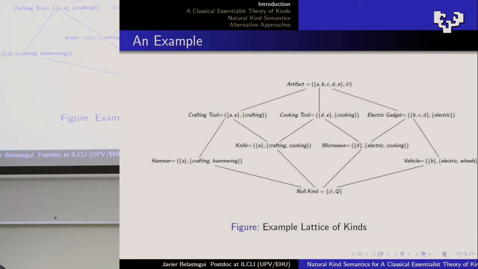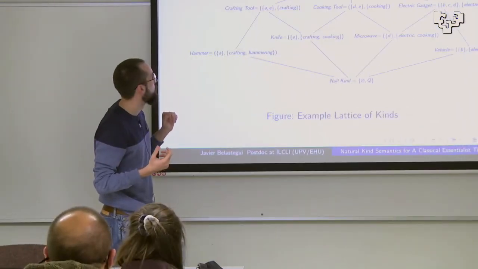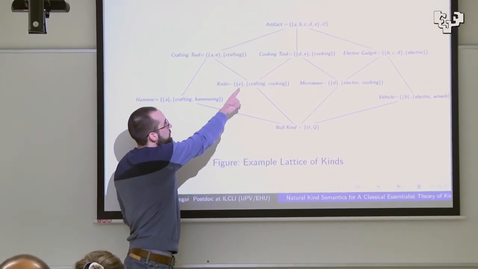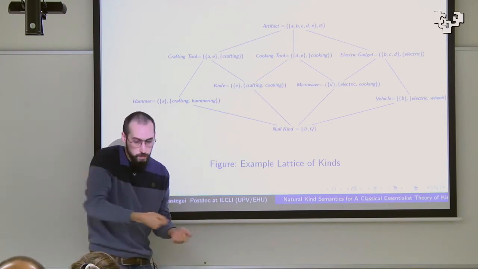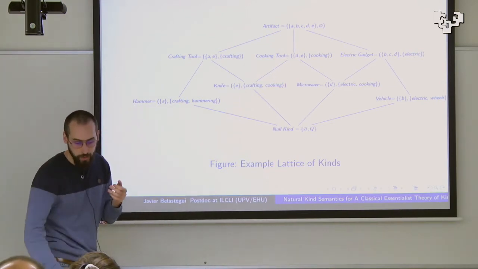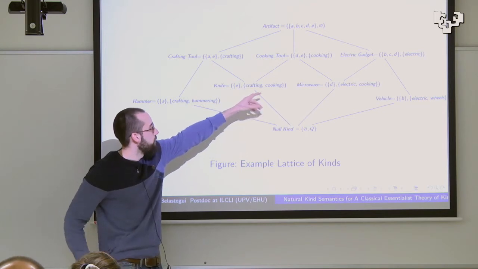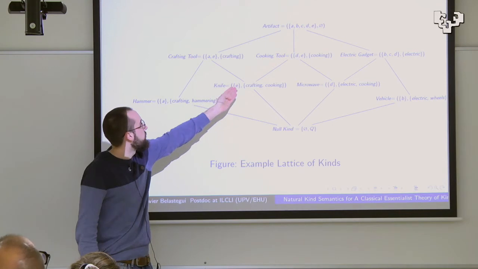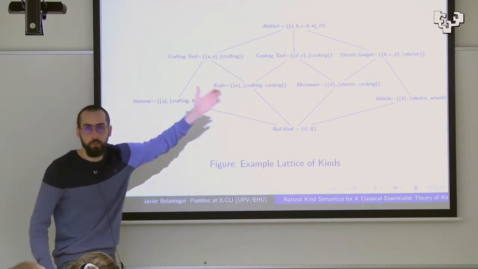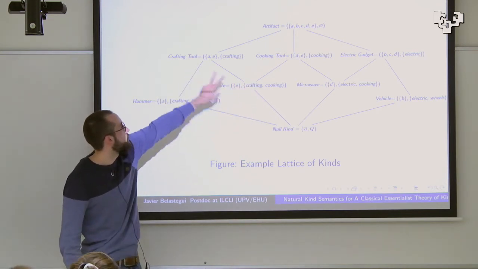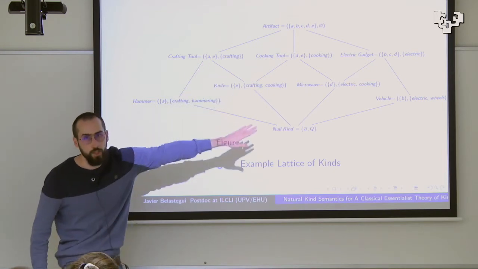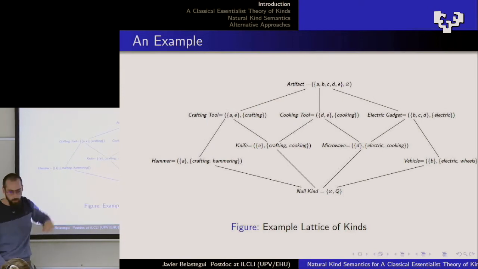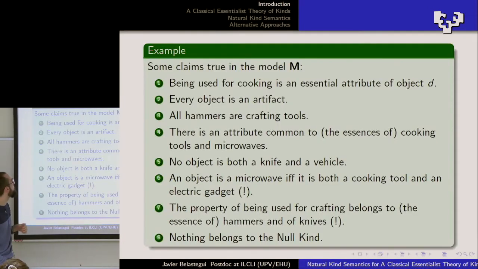Okay? So just take another example. Kind knife contains just one object, E, in the extension, which is a specific knife. You can imagine you have the knife in your hand. And the essence is a set of properties, in this case being designed for crafting, being designed for cooking. And so the diagram shows you which kinds are more specific than which others. So the kind knife is more specific than the kind crafting tool. I will go back to this later on.